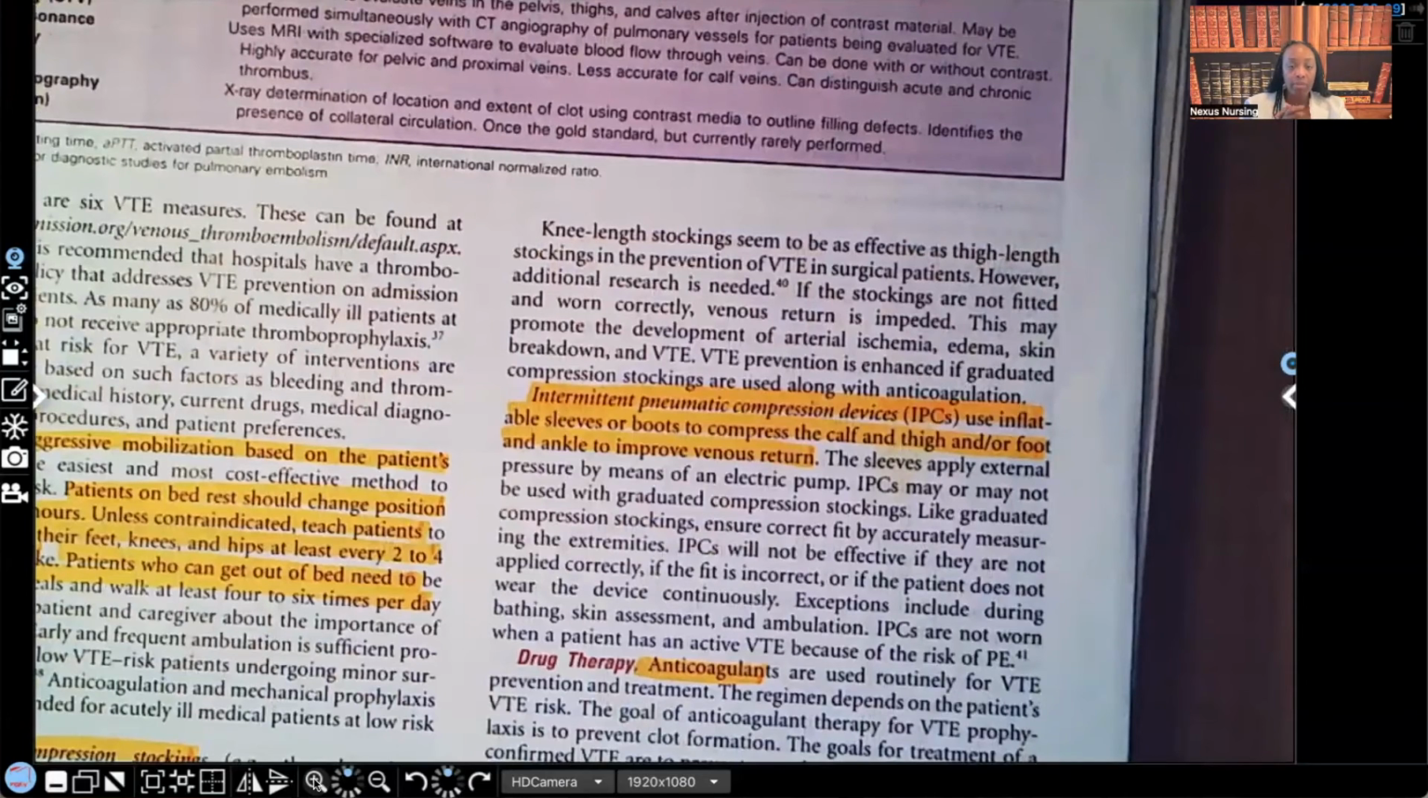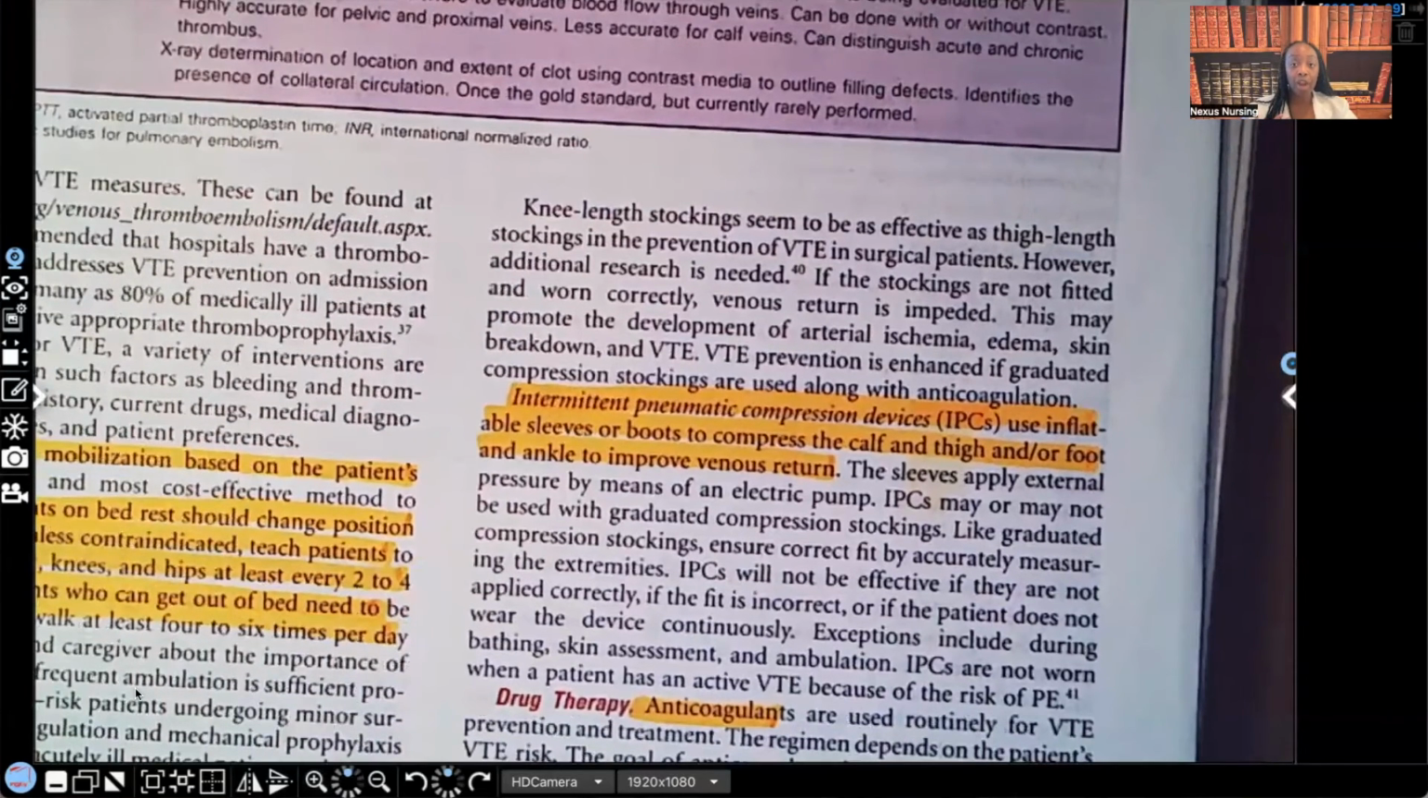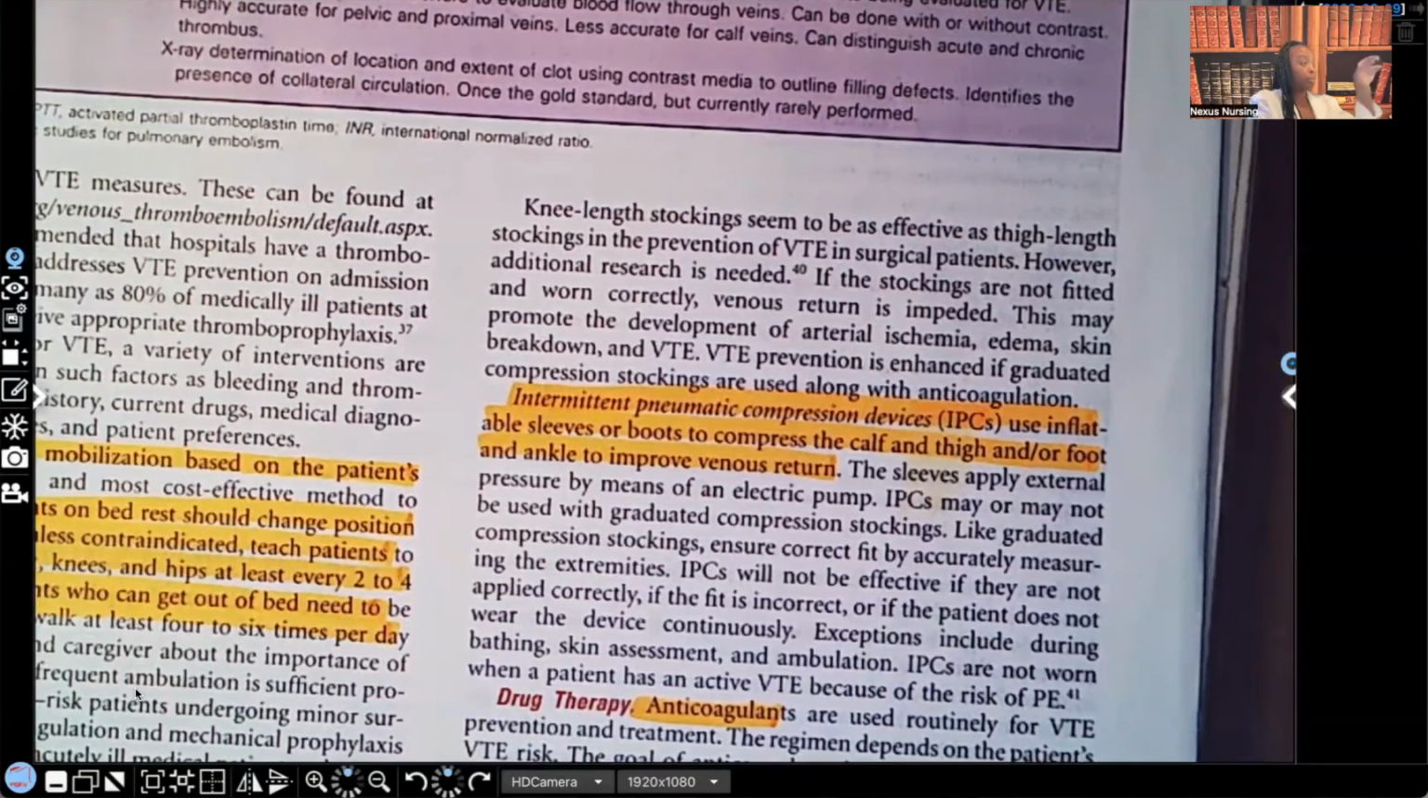Intermittent pneumatic compression devices, IPCs. These are inflatable sleeves or boots to compress the calf and thigh and/or foot and ankle to improve venous return. That's something else that is used. Again, pause to read. Let me make this a little bit larger for you. If you don't know how they are used, make sure you read these. I'm not going to go through all of that with you, but you guys do need to know this. This has been asked on HESI as well.